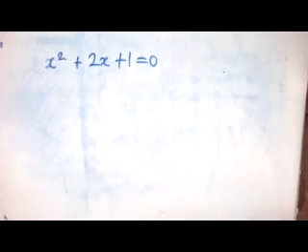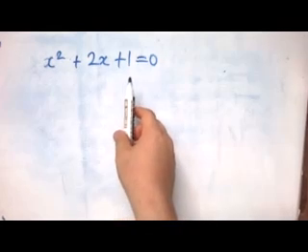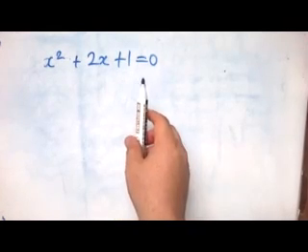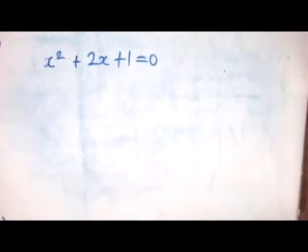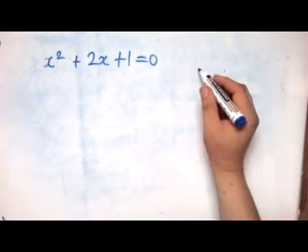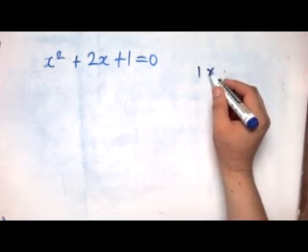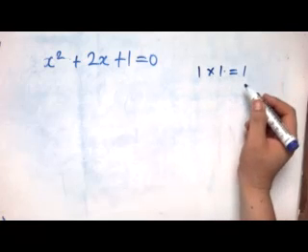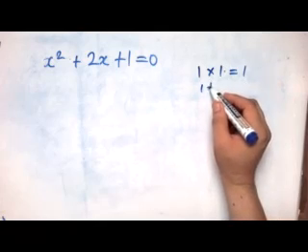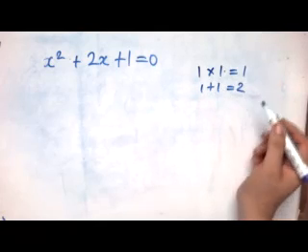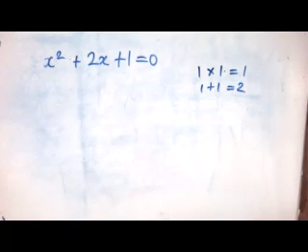How did it go? Very simple, isn't it? So we are looking at two numbers. When we multiply them, the answer will be 1. And when we add them, the answer will be 2. Definitely, you will agree with me that 1 times 1 is equal to 1, and 1 plus 1 is equal to 2. So you see, it's very simple, isn't it?